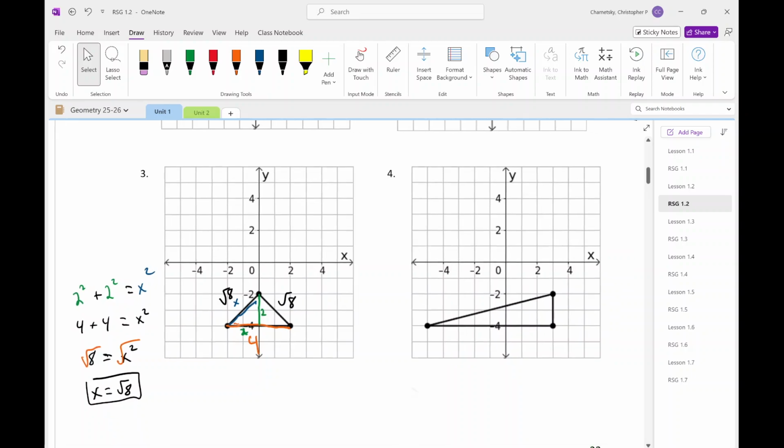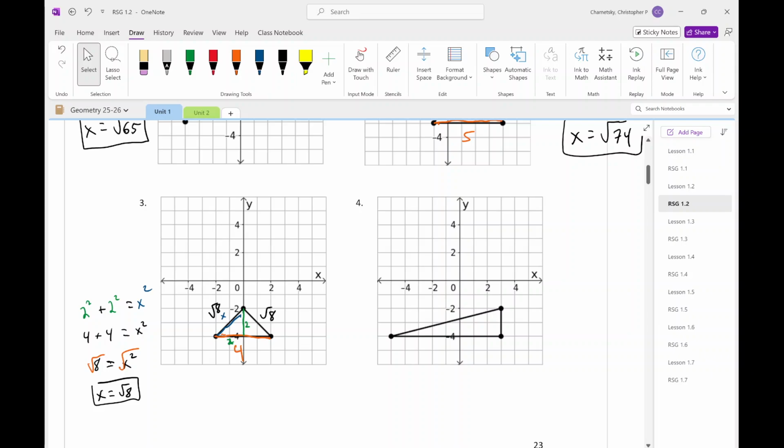Okay, number 4. Our horizontal length is 1, 2, 3, 4, 5, 8. And the vertical is 2. Gotta find the hypotenuse. So 8 squared plus 2 squared equals x squared.